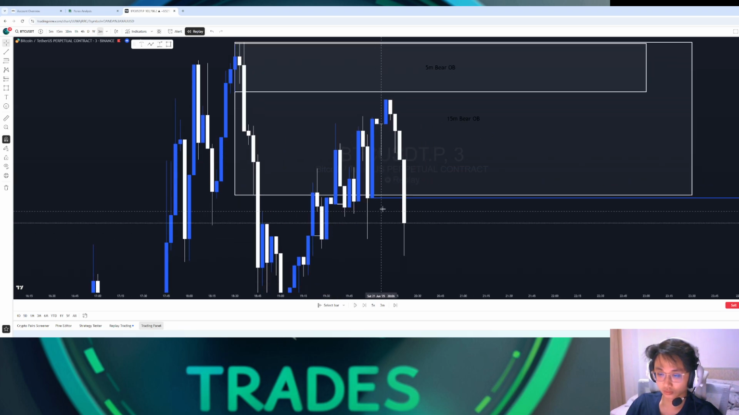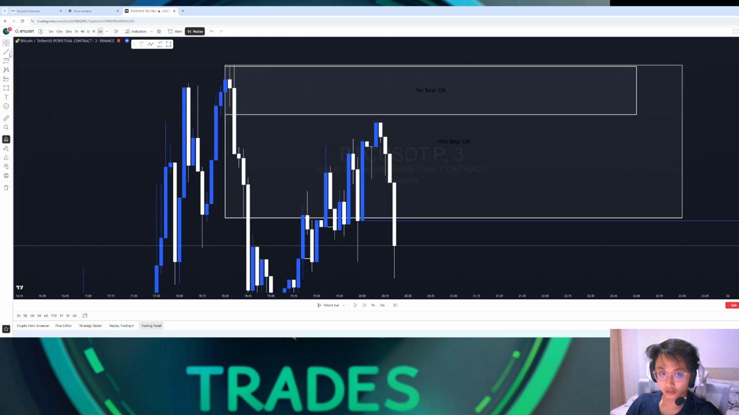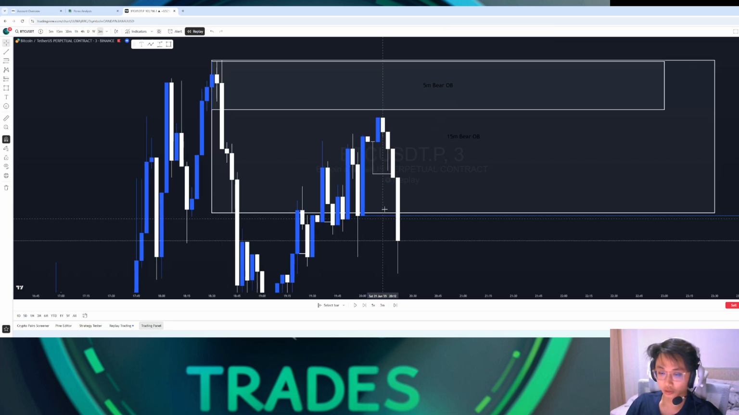Here you can see, are there any bearish fair value gaps created along this leg? No. But now we've started to create bearish fair value gaps. On the 3 minute we created bearish fair value gaps with a CISD. That's the most important part.